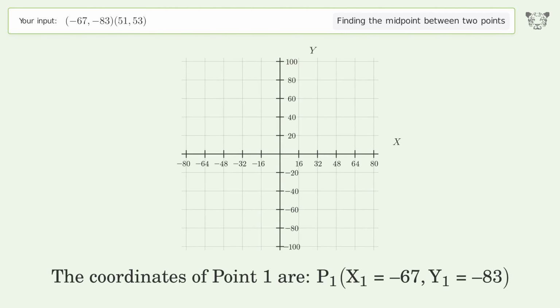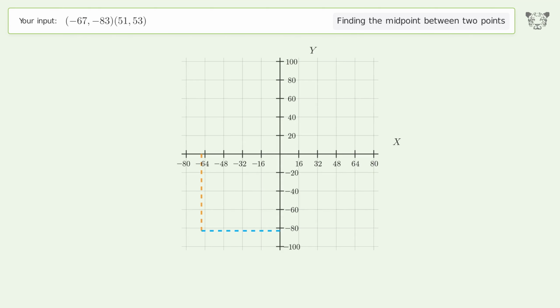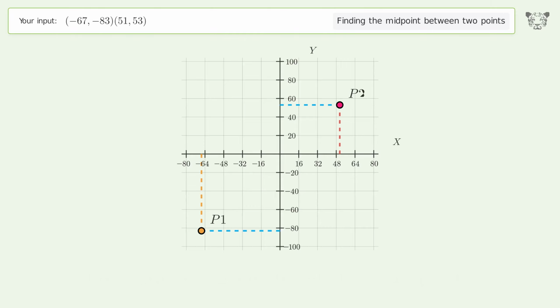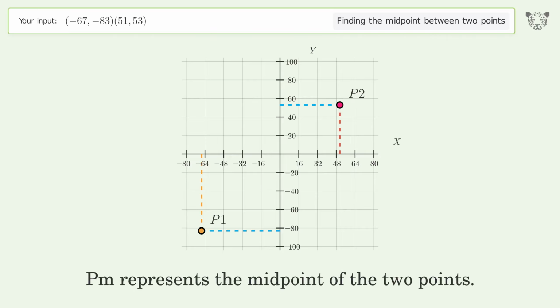The coordinates of point 1 are x1 equals -67, y1 equals -83. The coordinates of point 2 are x2 equals 51, y2 equals 53. PM represents the midpoint of the 2 points.